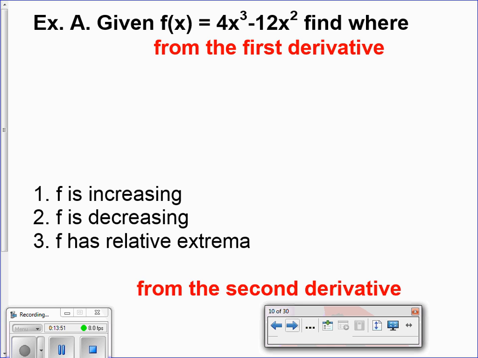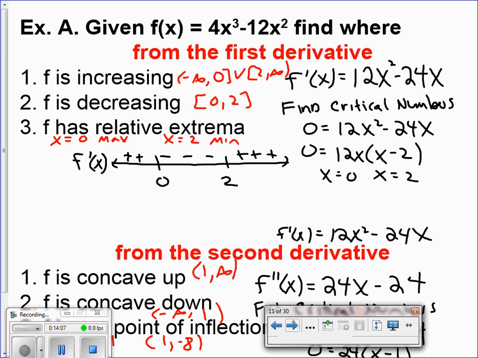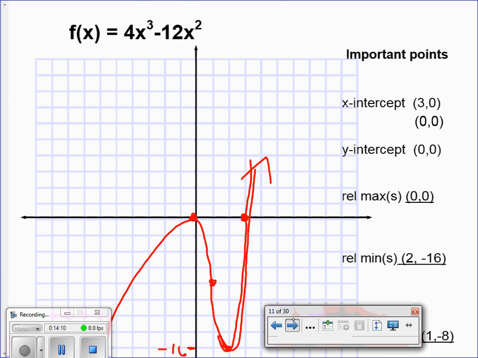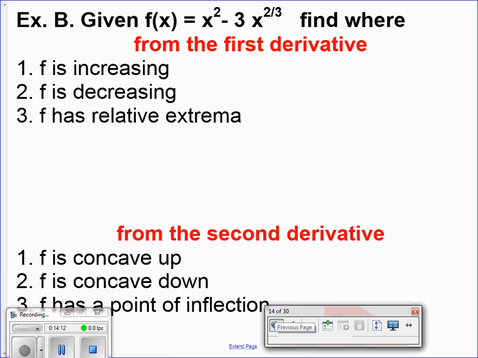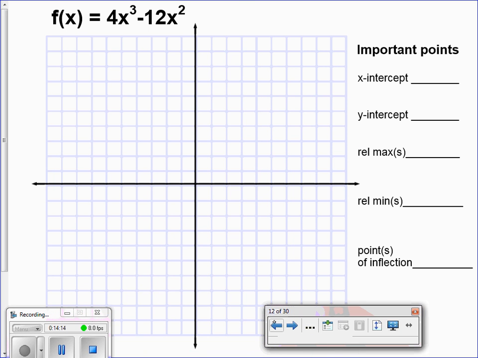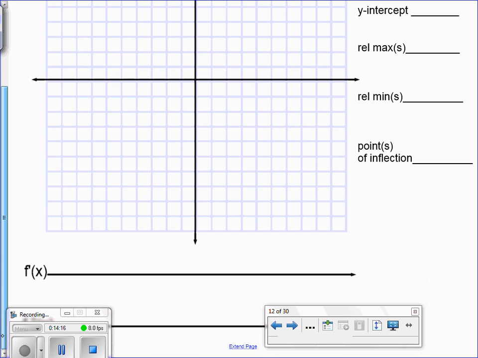Okay, so get the first derivative, and from that we should be able to determine the intervals where the function's increasing, decreasing, and where we have relative extrema. And if you want to do this sign chart, I have a sign chart underneath the graph. If you want to do the sign chart for it underneath, you can. You don't have to put it down there. I just kind of like lining up the sign chart with the graph.